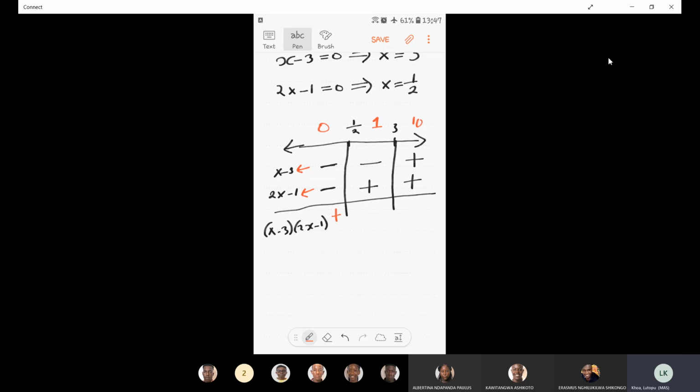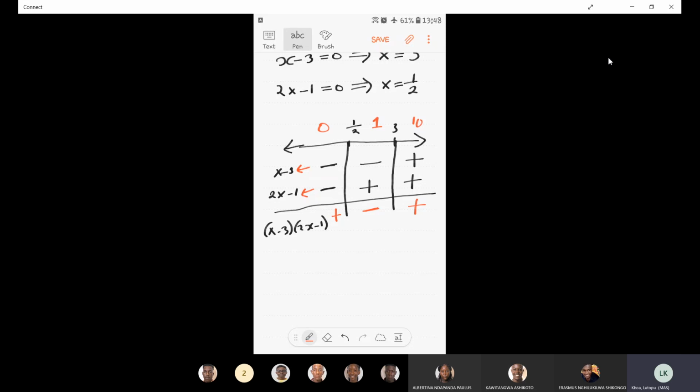In the second column, the first factor gave me negative, second one gave me positive. The product is negative. In the third column, first factor gave me positive, second factor gave me positive also, so the product is positive.